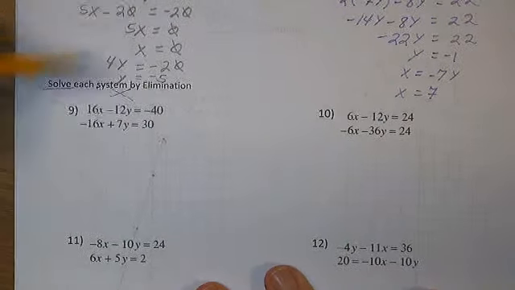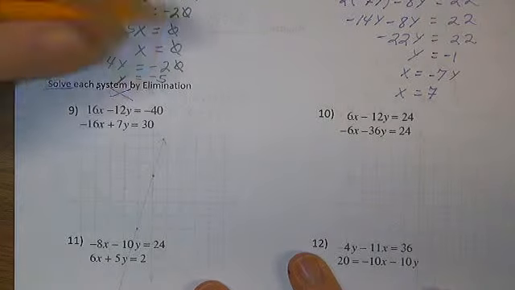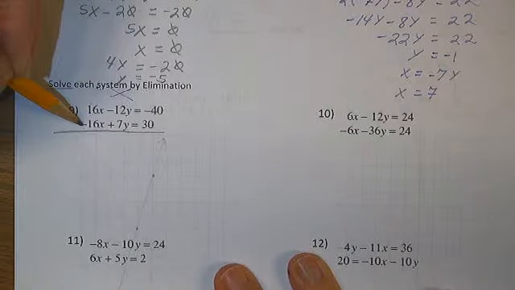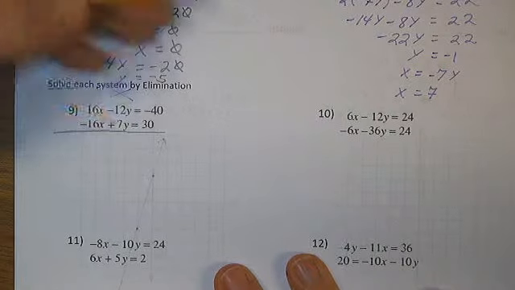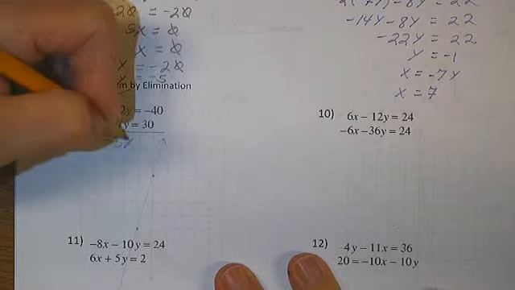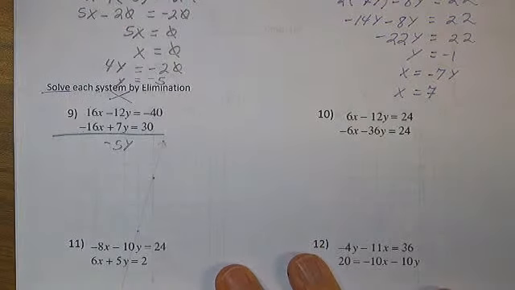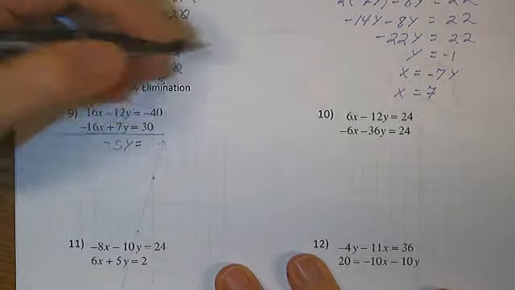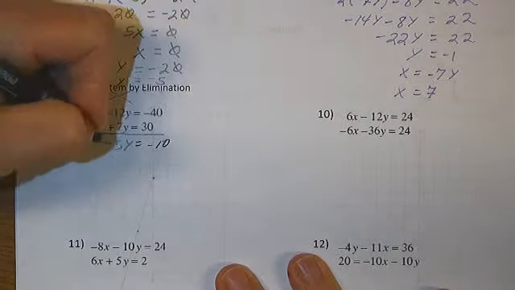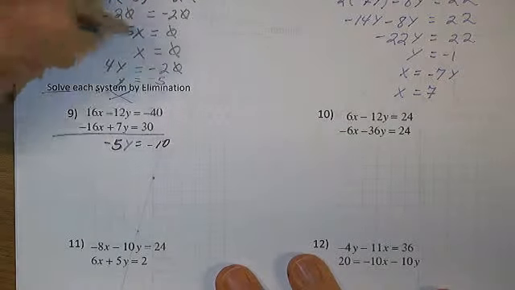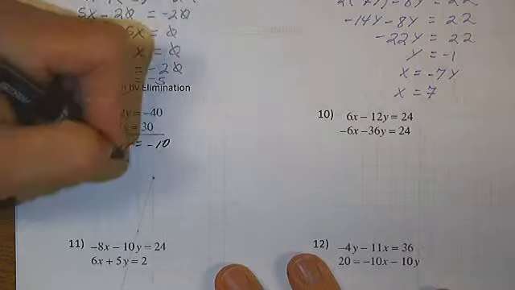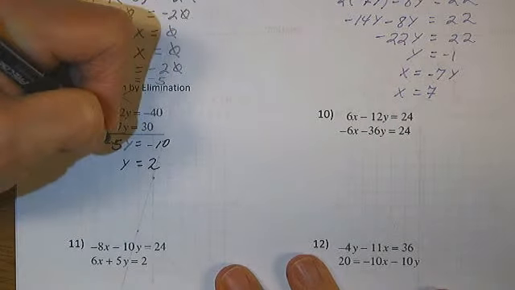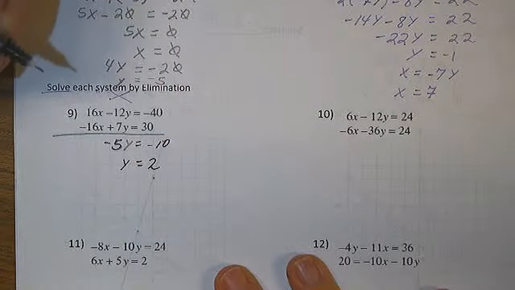Solving by elimination, let's see, is it easy or is it hard? This one's going to be pretty easy. 16x minus 16x is 0. Minus 12y plus 7y is minus 5y, is equal to negative 40 plus 30, negative 10. Well, if negative 5y is negative 10, I can divide both sides by negative 5 and have y equals 2.